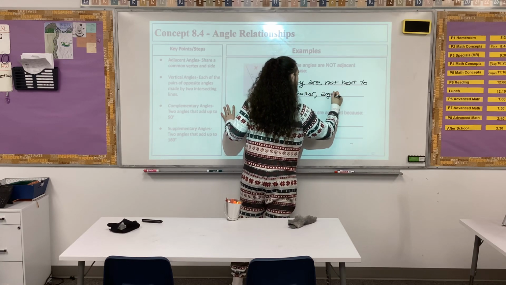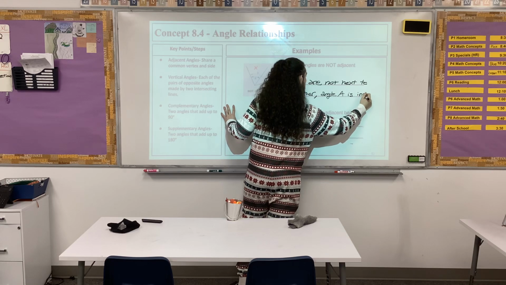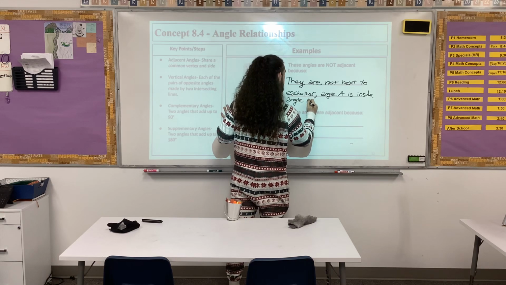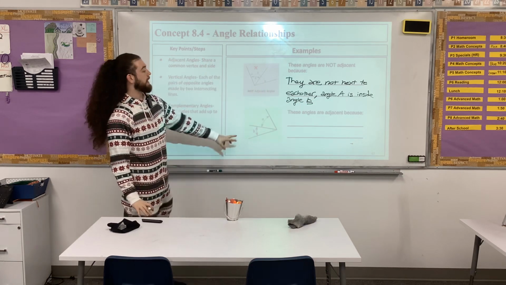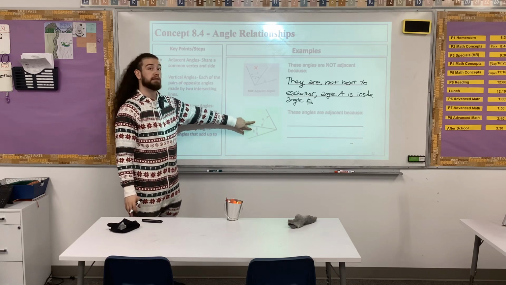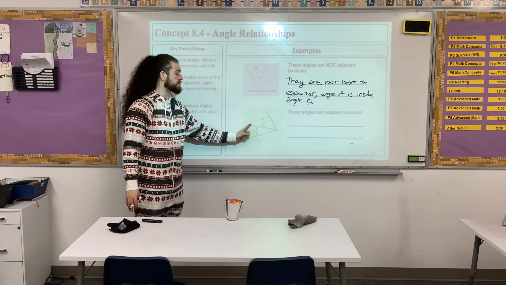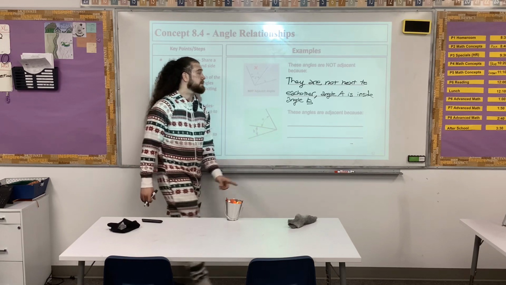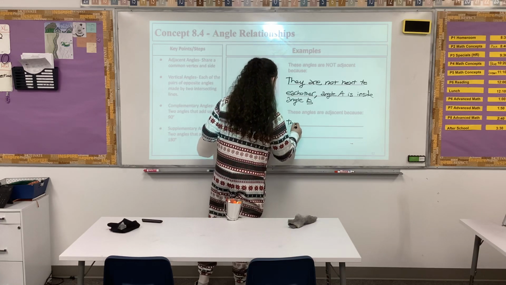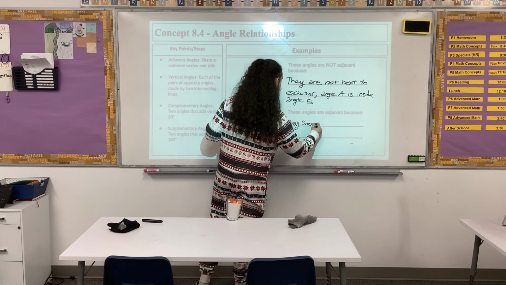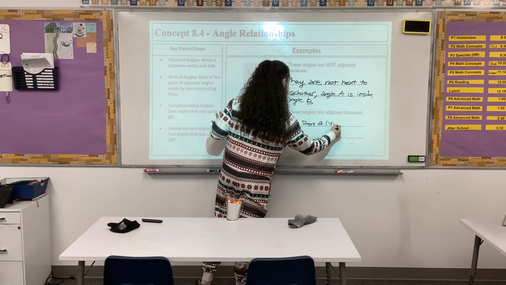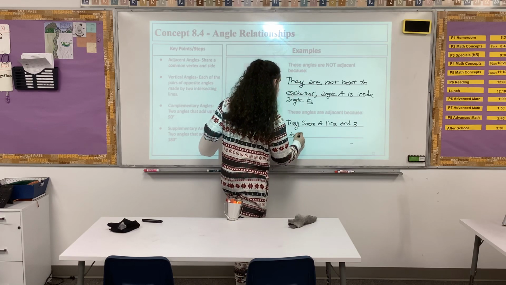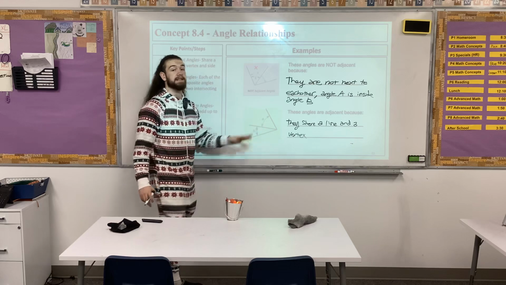Angle A is inside angle B. Now, these 2 angles are adjacent. They are adjacent because they are next to each other. They have this same wall, they share it, and they share this same vertex, this point, right? So these angles are adjacent because they share the middle line, a line, and a vertex. Right, so these are adjacent angles.